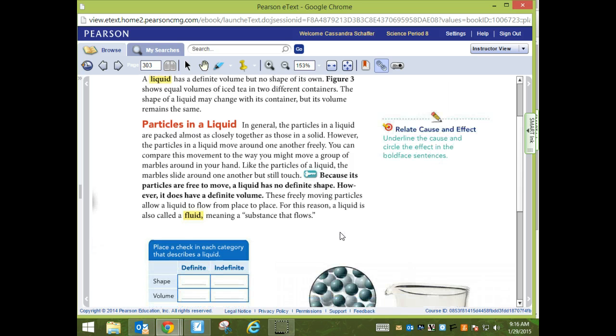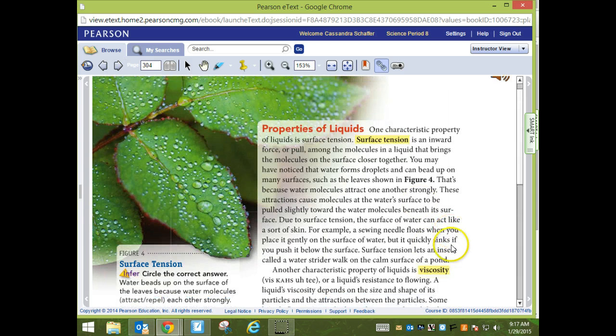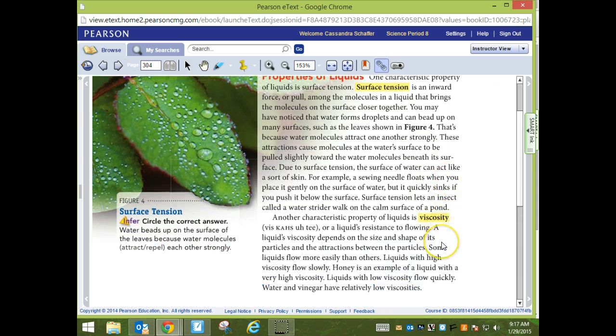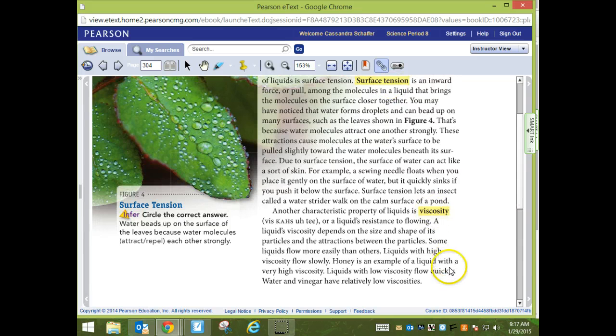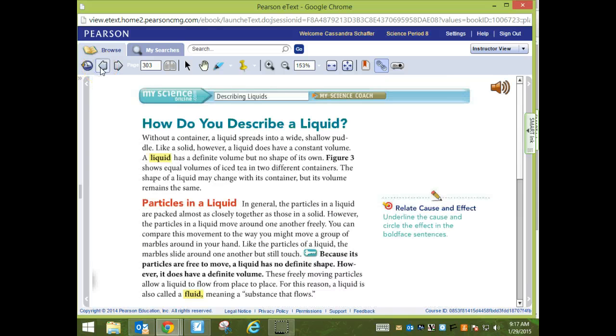I'm going to think about what the particles in a solid are like, because I want to start to compare and contrast how the particles of solids and liquids are the same and different. I also noticed that we're talking about definite and indefinite, things like the shape and the volume. So think back to solids, and now let's think about liquids. Then we have a few properties of liquids that we're going to start talking about: surface tension and viscosity. Those are the two pages that we're going to be taking notes on today.